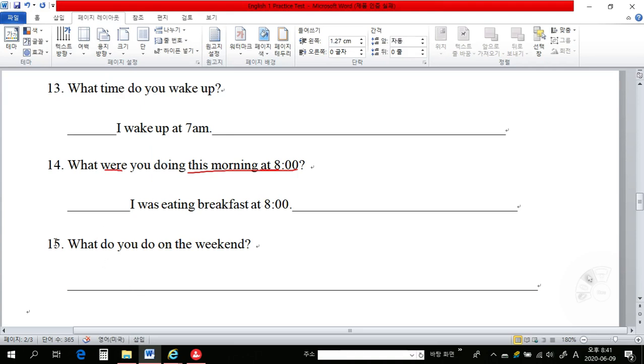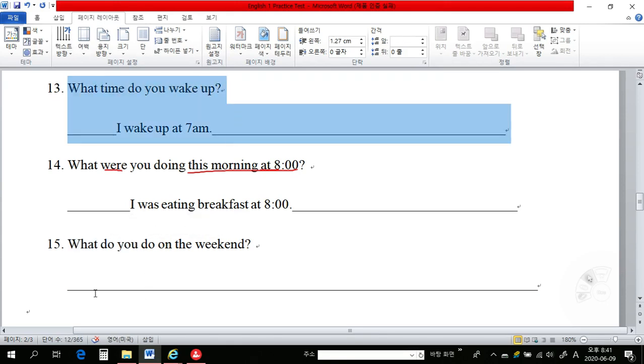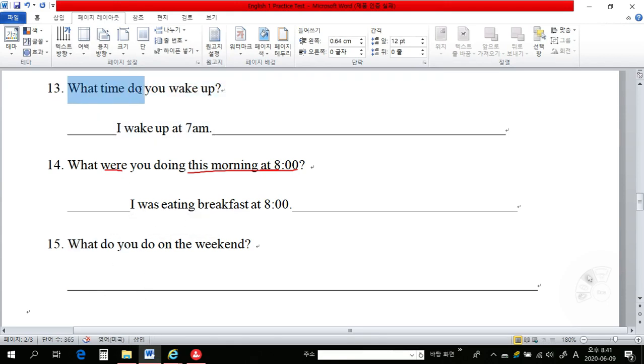All right, number 15, what do you do on the weekend? Okay, so again, this is a present tense question. In fact, it's probably from the same unit as number 13, talking about regular activities. What time do you wake up? What do you do on the weekend? So regular activities, the present tense. What do you do on the weekends?